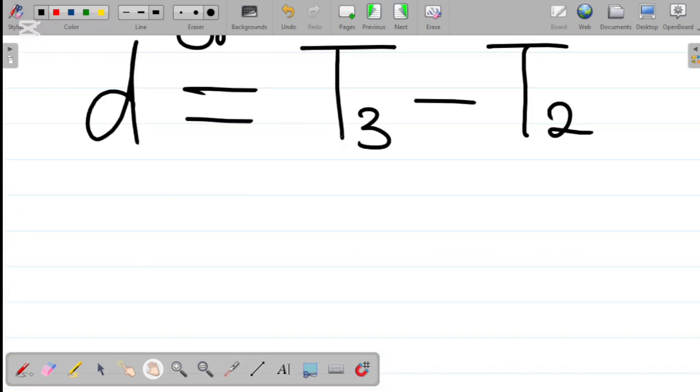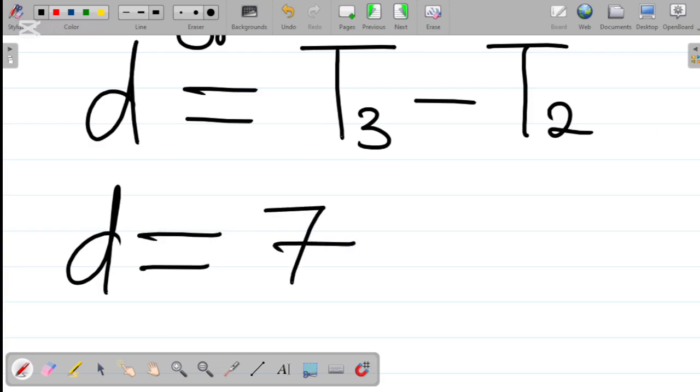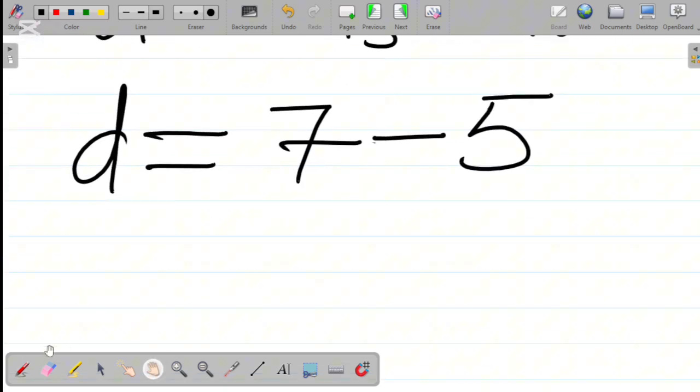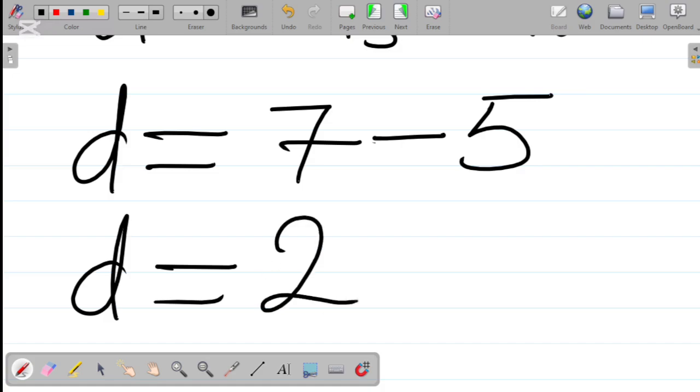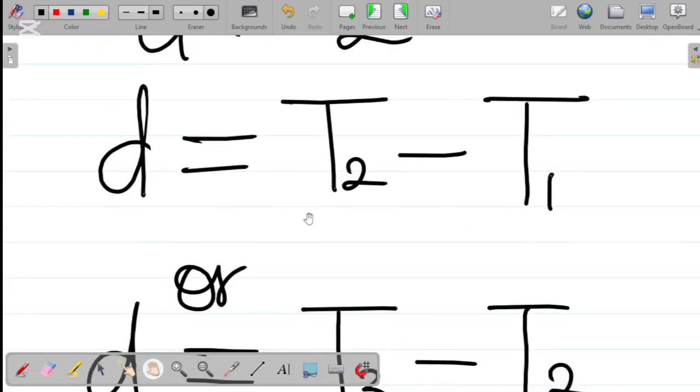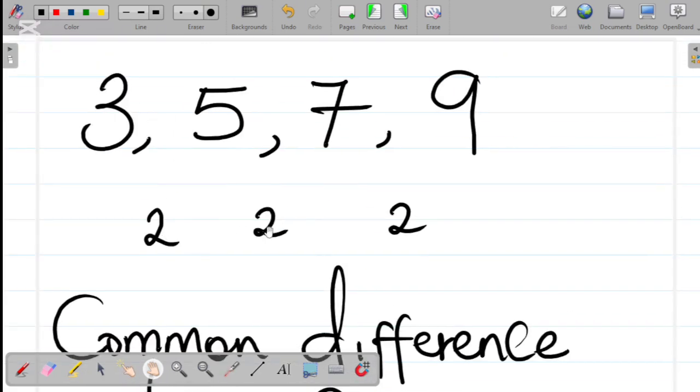All right, so let's substitute here. Let's use T3 minus T2. So D is equal to T3, from our question, is what? Is 7. 7 minus T2 is 5. So D is equal to 7 minus 5 is 2. So you can see that the common difference is equal to 2. All right, take note of this.